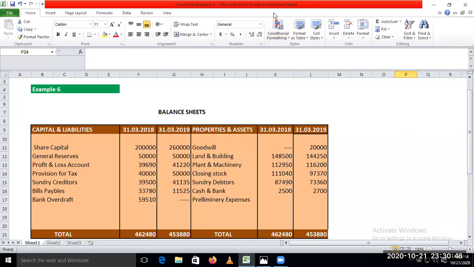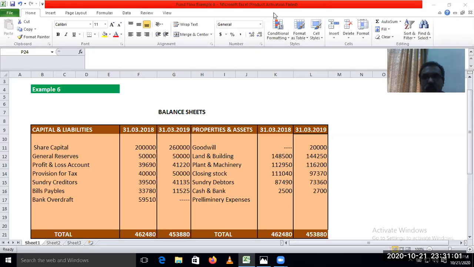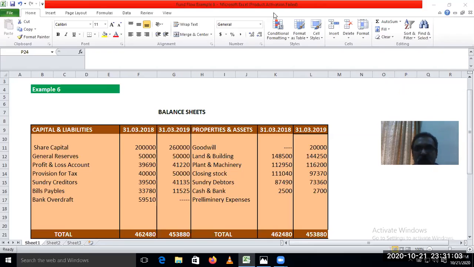Now today we will solve example number 6 on fund flow statement. This is the example, it is in front of you. Balance sheets are given, two different balance sheets. One is as on 31st March 2018, another is of 31st March 2019.